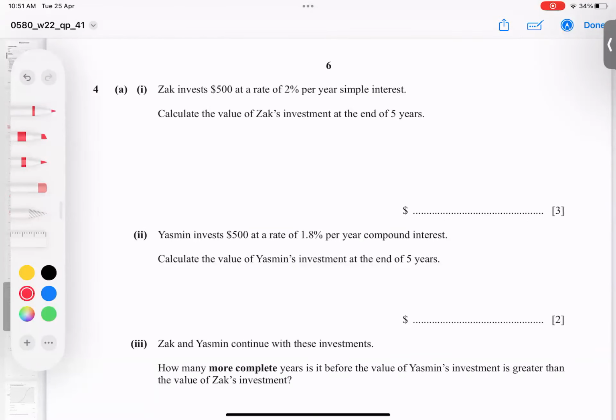What question number 4 do we have? Zach invests $500 at the rate of 2% per year simple interest. What is Zach's investment after 5 years? So read the data: this is P, the investment, this is R, the rate of interest. This is 5, for how many years? And the simple interest formula is I equals PRT by 100.